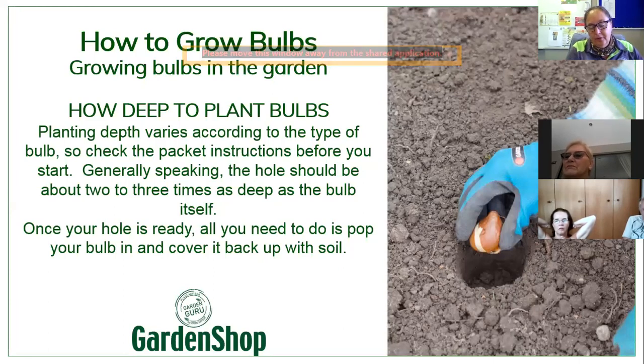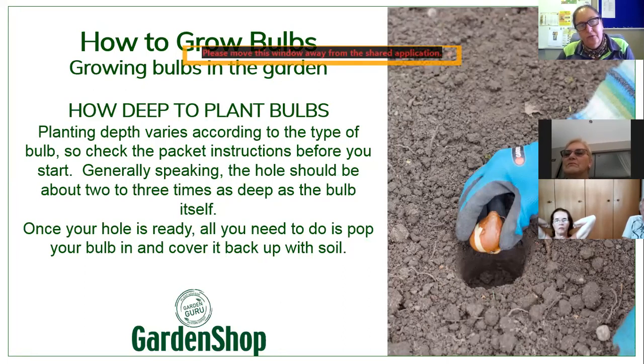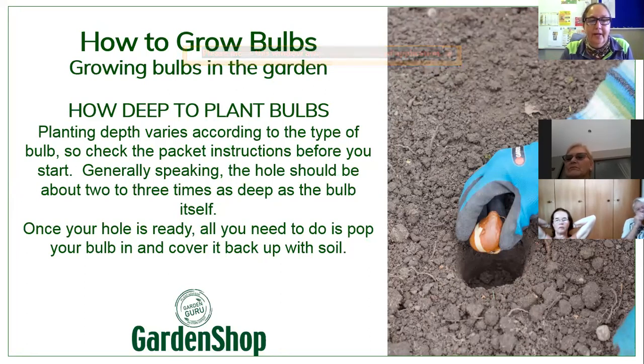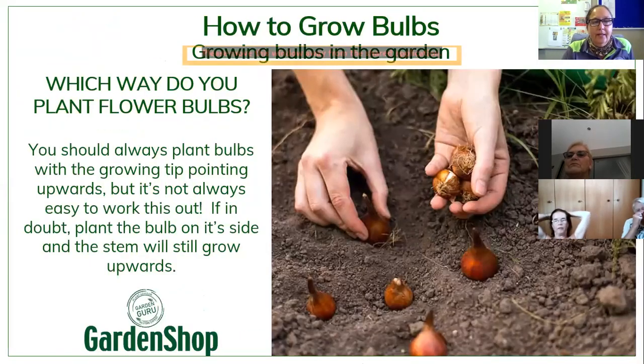Now, how deep do I plant the bulbs? That's going to depend on the specific plant. The instructions you would find on your bulb packet, and you could also look it up on the internet. There are several guides as to the best planting depth for different types of bulbs. And then what you basically do is you make a little hole in the ground, you put the bulb in at the right depth, and you cover it back up with your soil. You should always plant bulbs with the growing tips upwards.